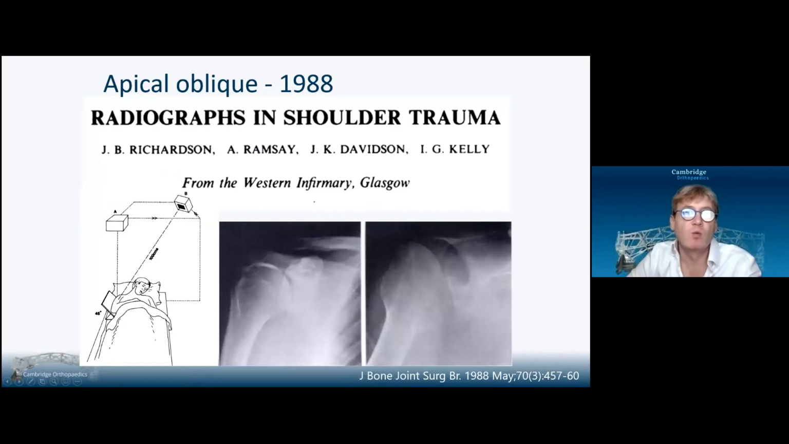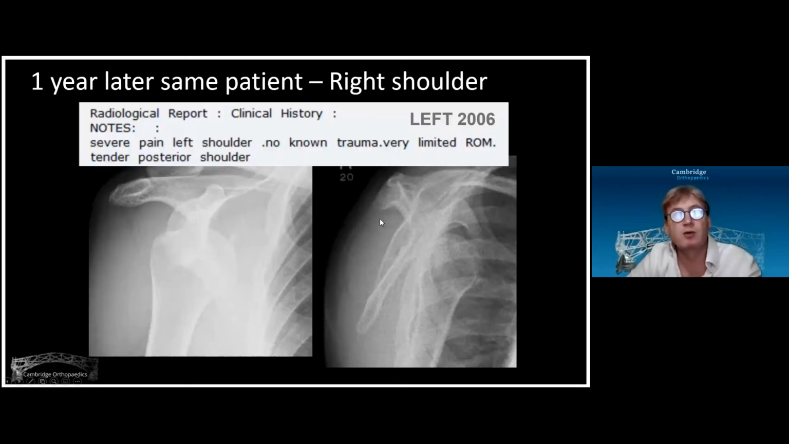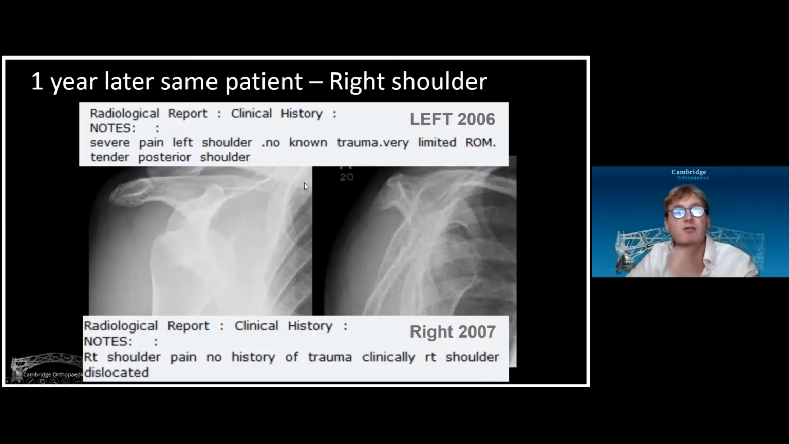And what you're really looking for is the relationship between the humeral head and the glenoid. And here we can see clearly how this humeral head is posteriorly directed in relationship to the glenoid. Very difficult to miss a posterior dislocation with those kinds of radiographs. Same patient returns a year later, now with the right shoulder. Previously it was the left shoulder. Here was the history for the left shoulder. Here's the history for the right shoulder.